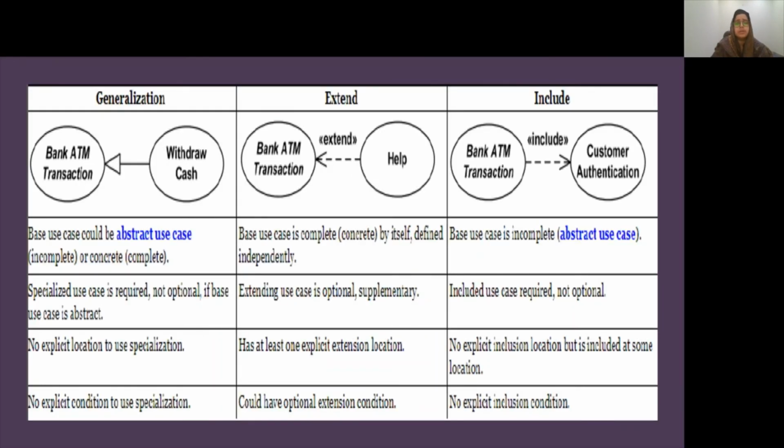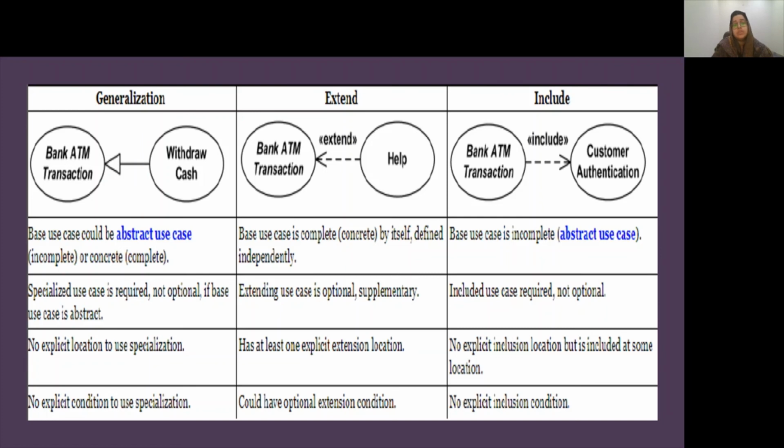Here I have written down some differences and brief definitions of all three types of relationships between use cases in a use case diagram. So we have generalization, extend and include. In case of extend, the extending use case which is being extended from a particular use case is optional. It may execute or it may not, but in case of include, it's a must, it's not optional. In case of generalization, the top case, the transaction case, which is being generalized, may be a complete or an incomplete use case.